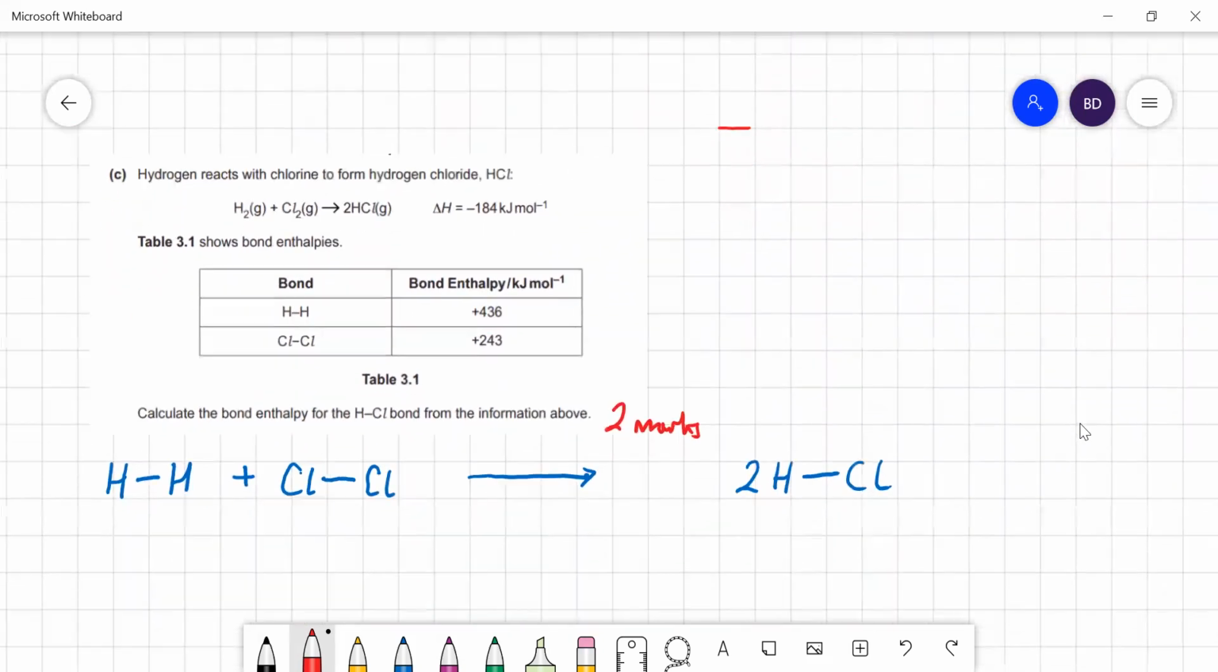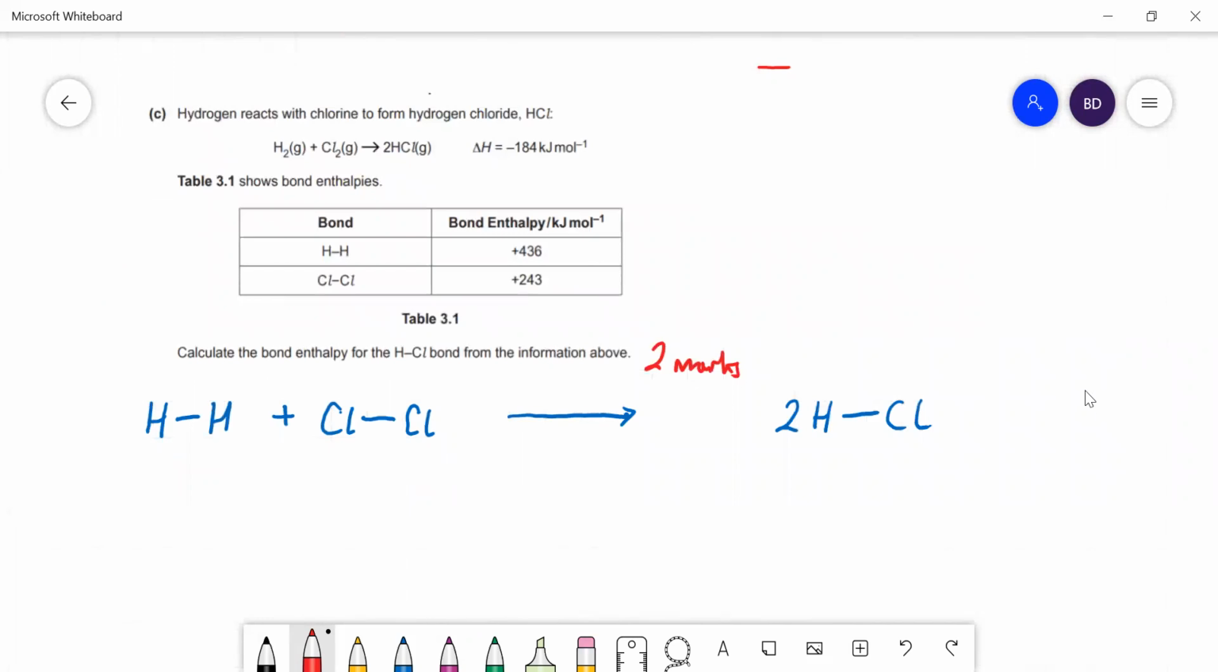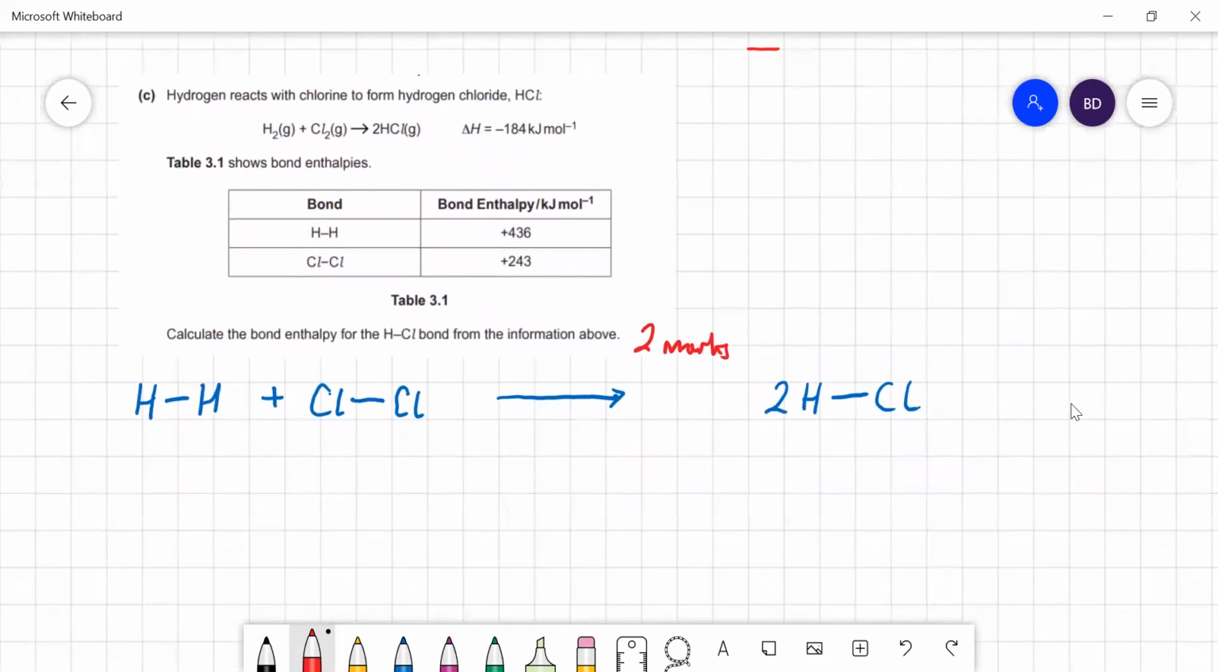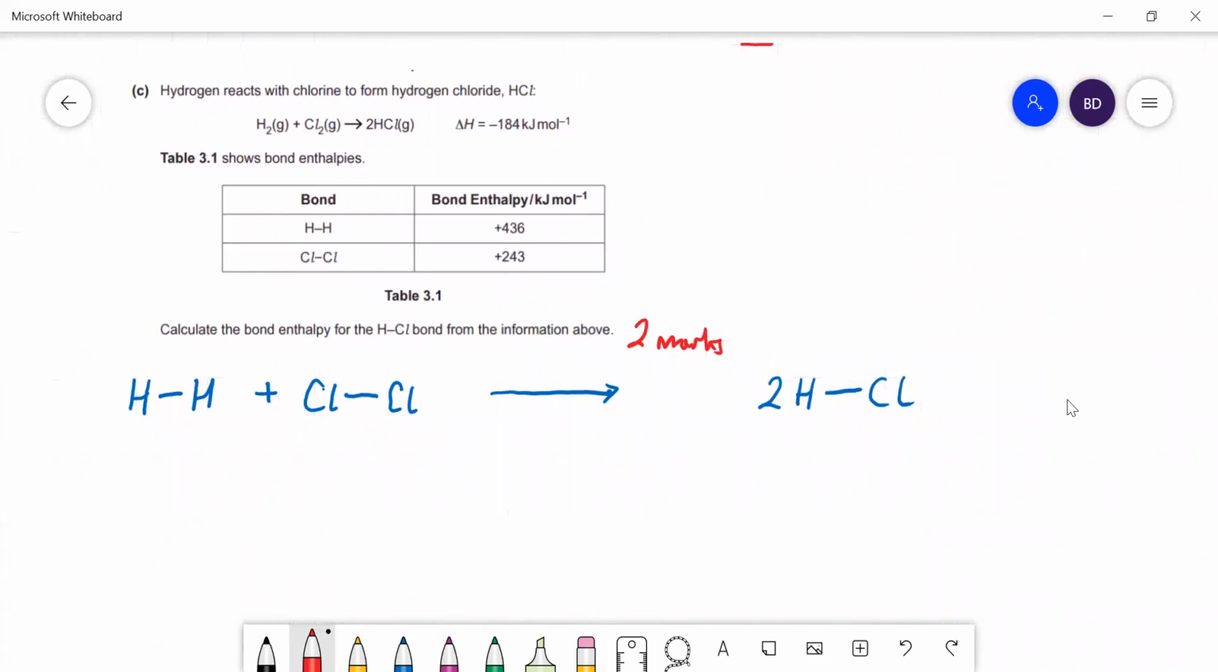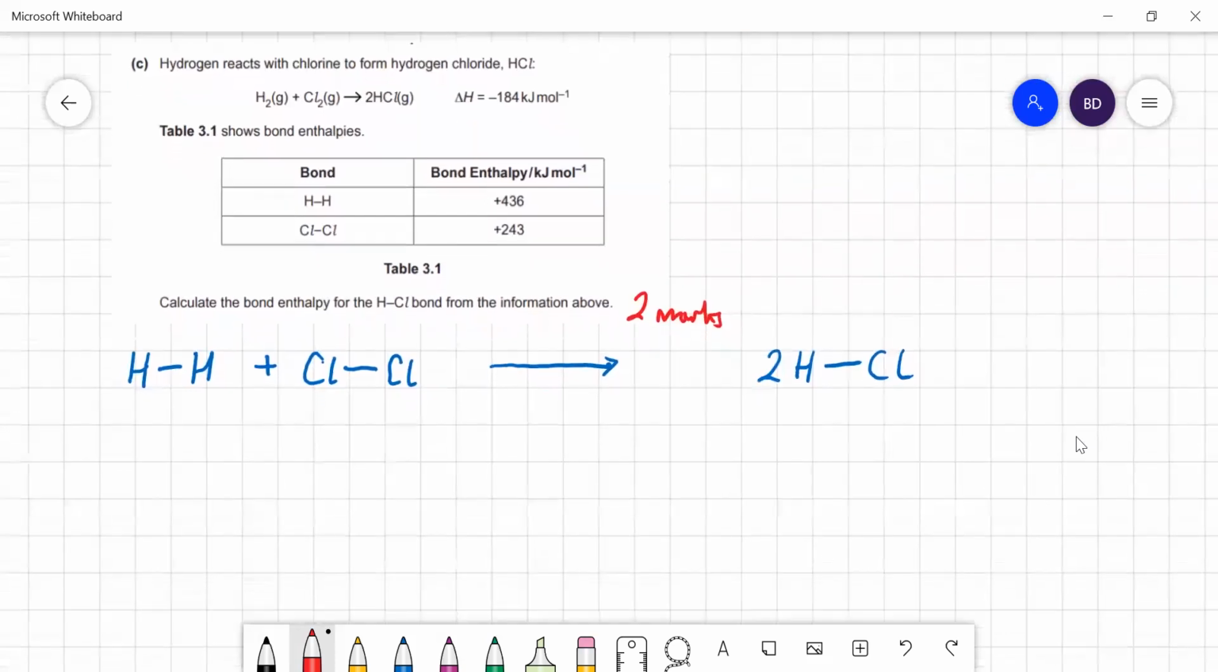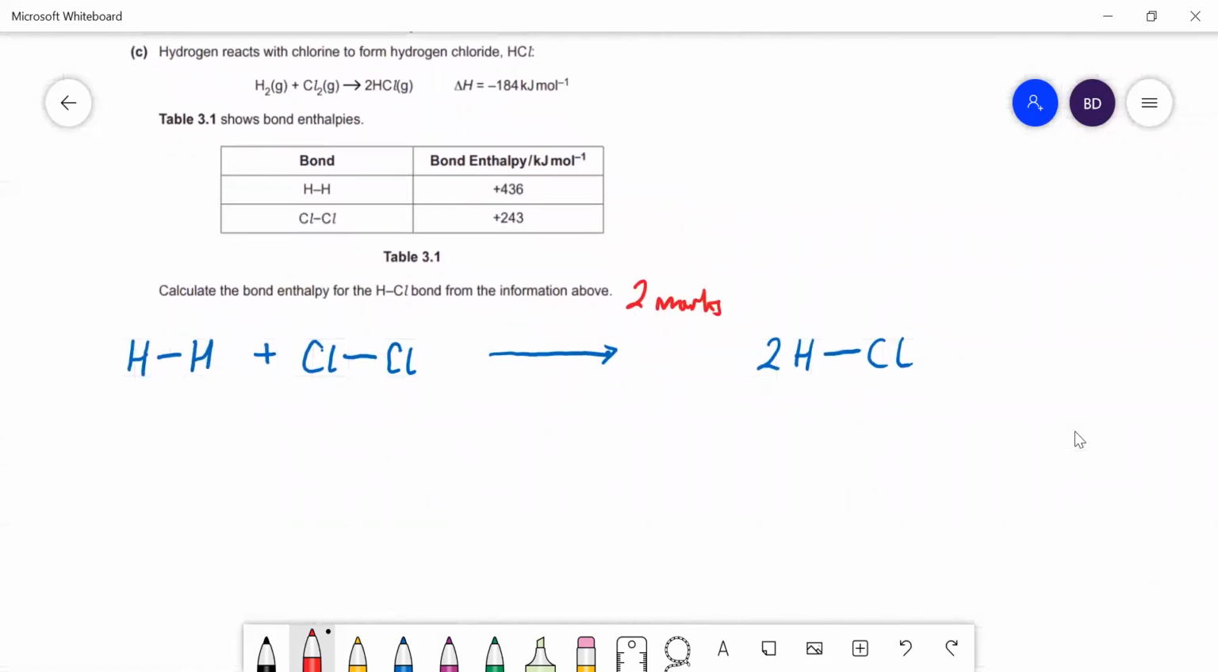Right, we've got a bond energy calculation now. Hydrogen reacts with chlorine to form hydrogen chloride, as shown in that equation. You've got the bond enthalpies there. Calculate the bond enthalpy for the HCl bond from the information above. Right, so we know what the enthalpy change for this reaction is. That's minus 184 kilojoules per mole.